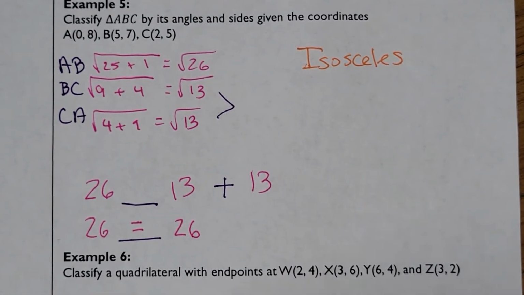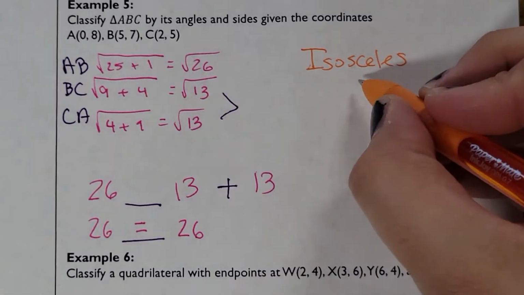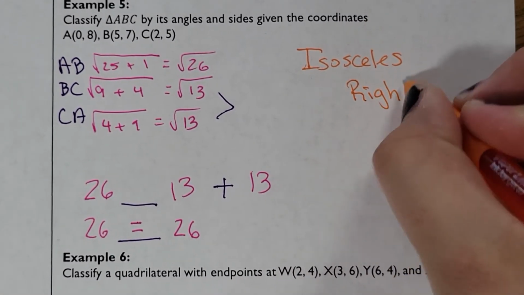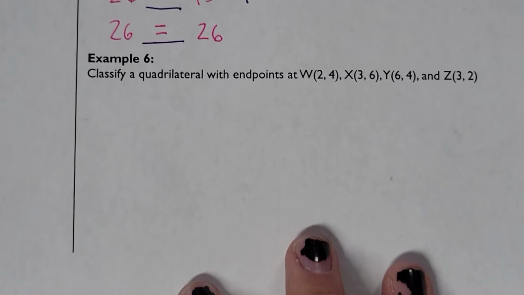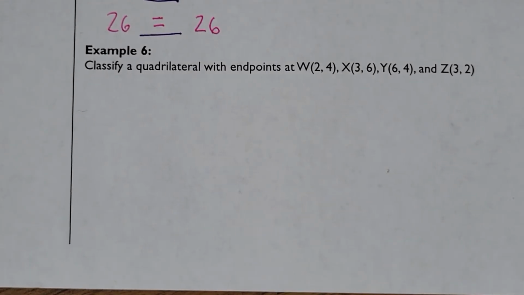Remember, we said if it's less than, it's acute. If it's greater than, it's obtuse, but if they're equal, it is a right triangle. So that's an isosceles right triangle in example 5. And that brings us down to this last example in this very long video, example 6. Let's get those distance formulas put on there.